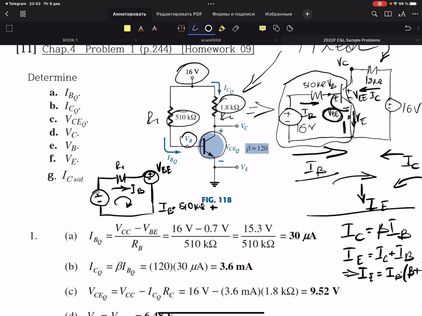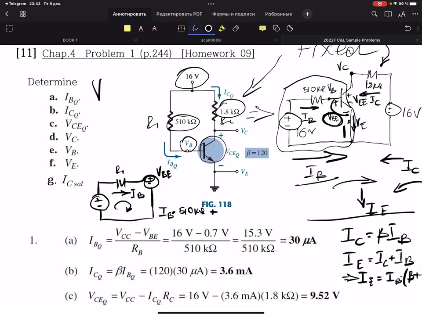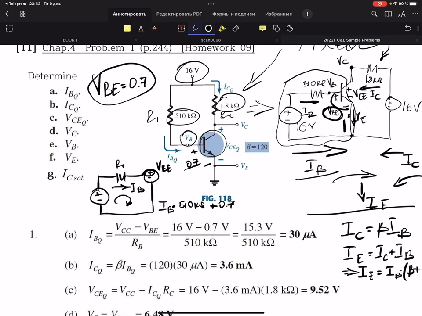VBE's value is always 0.7. Just remember VBE in any case, in fixed, in each case, here you have just plus VBE, and its value is always 0.7. So plus 0.7 for VBE, and here you made this minus, so minus 16 equals 0.